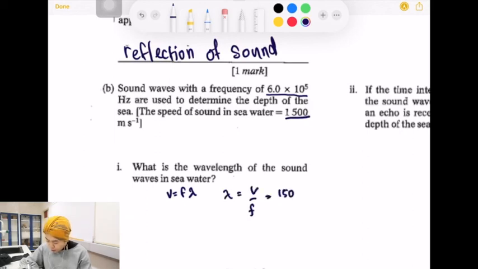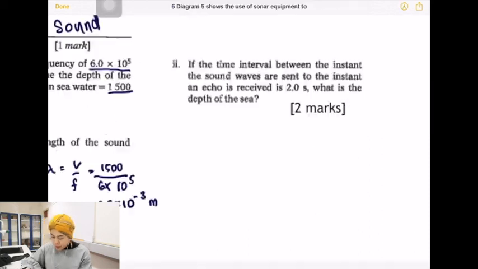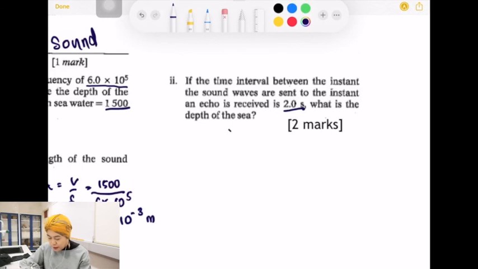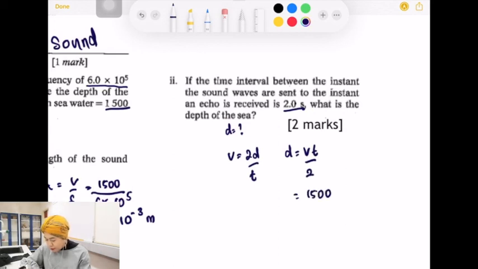So your v is 1,500, and the frequency is 10 to the power of 5. If you work that out, you should get 2.5 times 10 to the power of negative 3 meter. And then for the next question, they give you t, the time, and they want d, the depth of the sea. So we'll be using the formula v equals 2d over t, and we're trying to find d. Speed just now is 1,500, time is 2 seconds, and divide by 2. So you will get 1,500 meter.